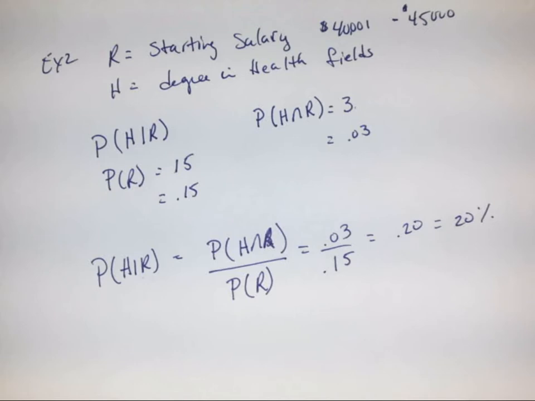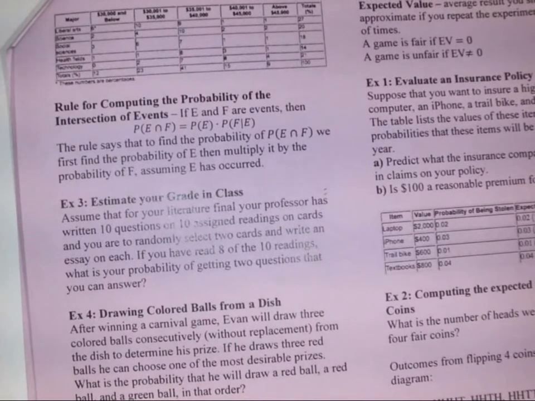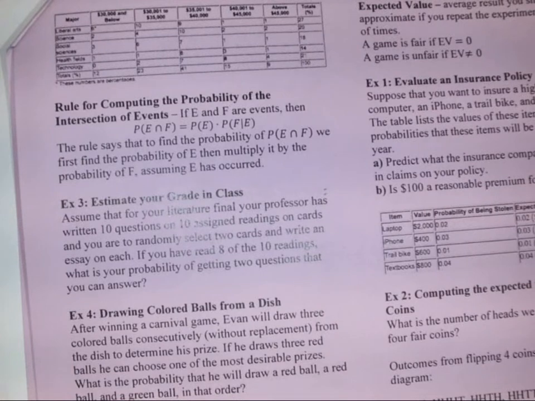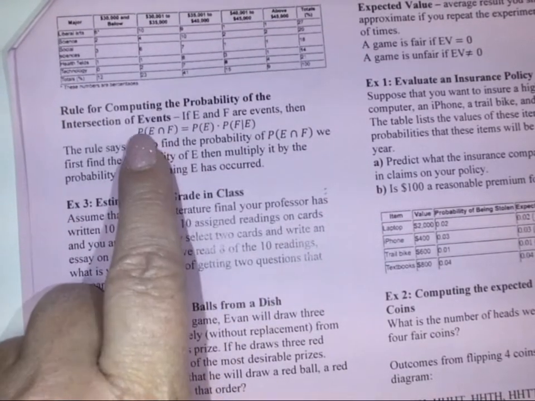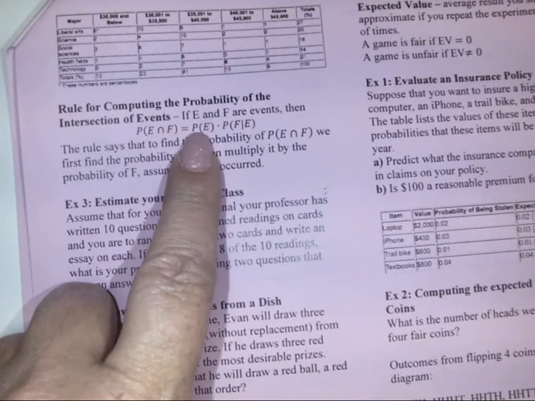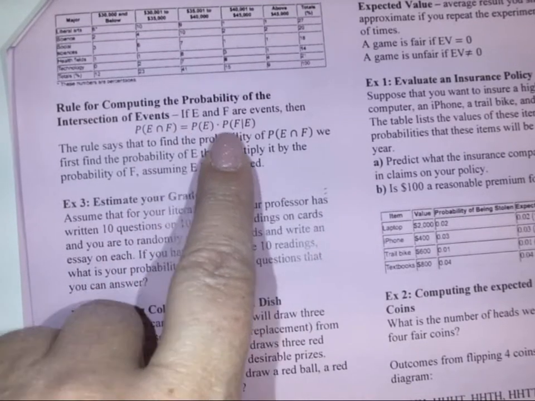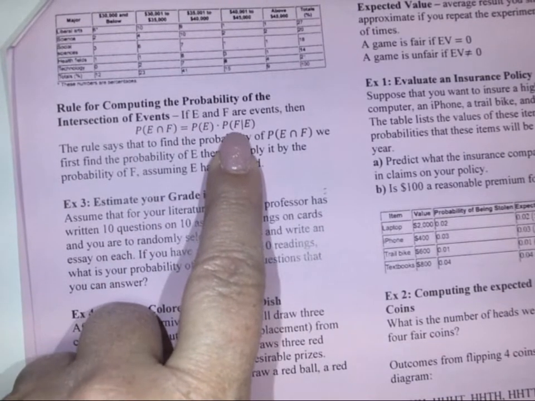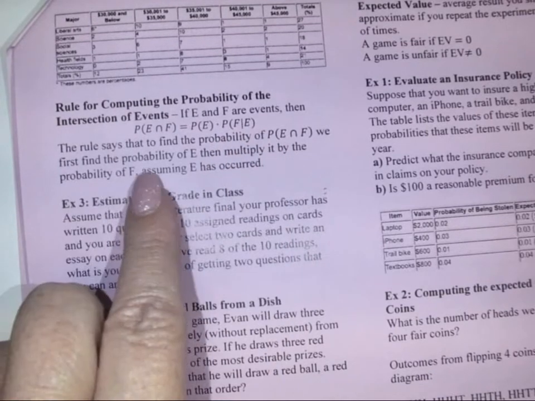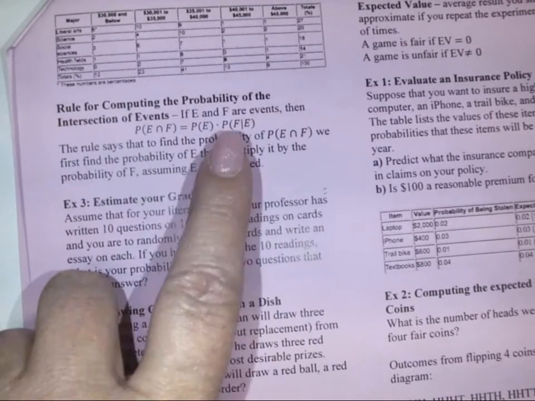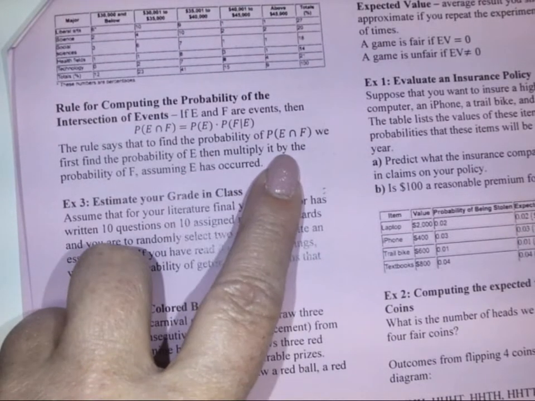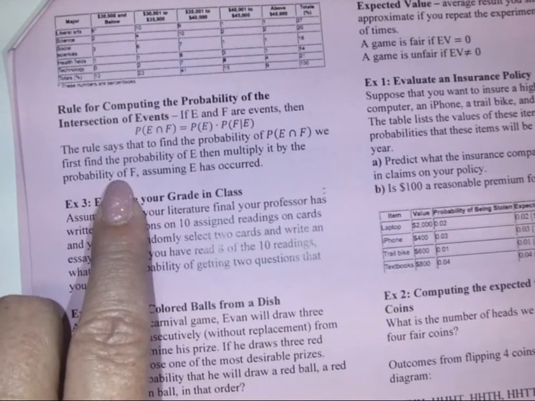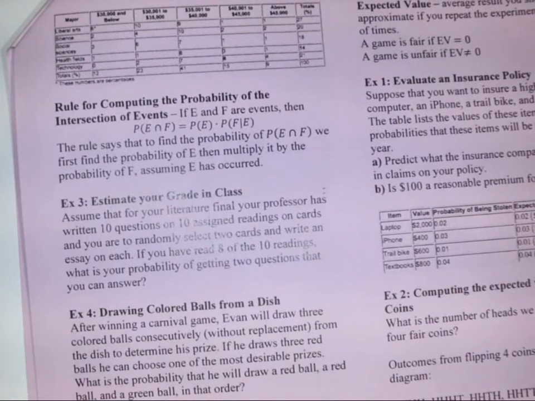All right, so let's go look at the rules for computing the probability of the intersection of events. If E and F are events, then the probability of the intersection will be the probability of the event E times the probability of F given E. The rule says to find the probability of this, we first find the probability of E, then multiply it by the probability of F, assuming E has occurred.